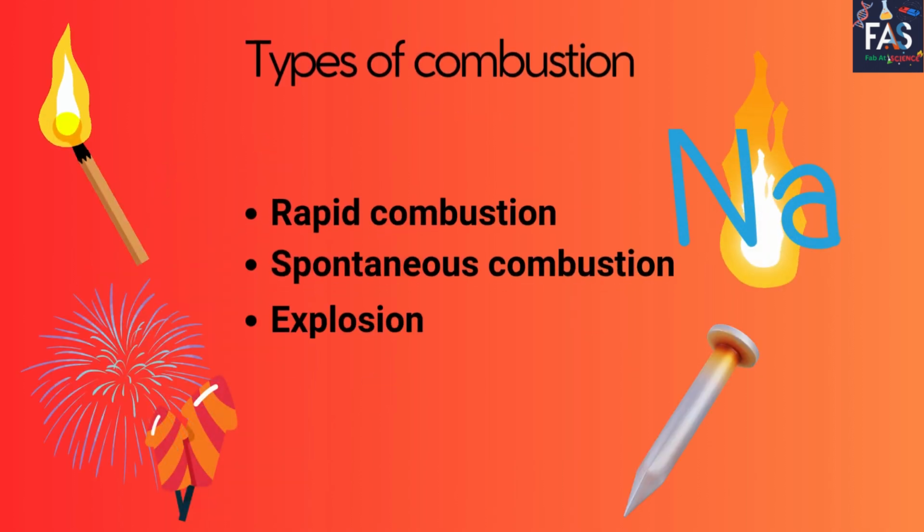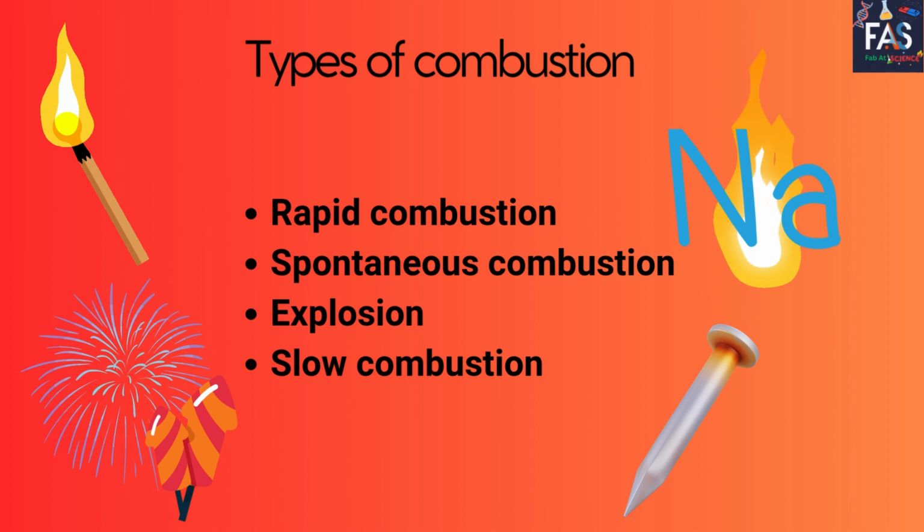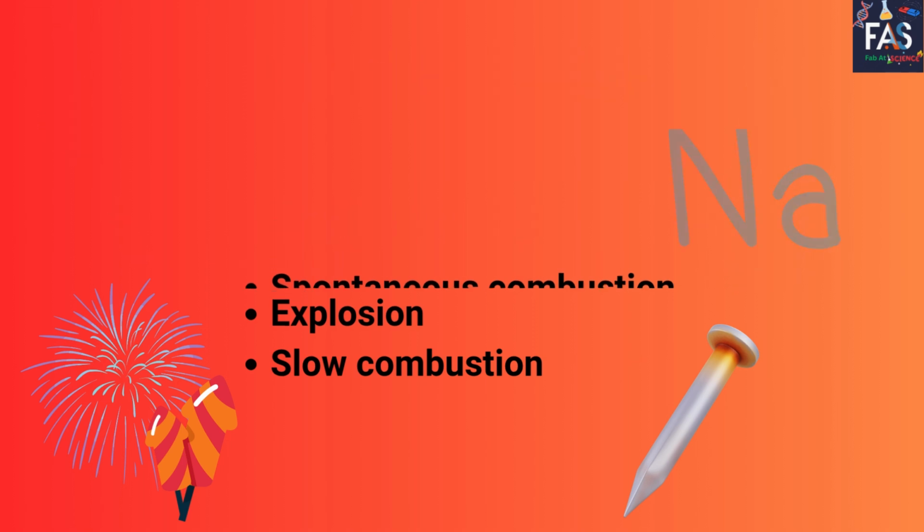Combustion can happen in different ways. Rapid combustion, where burning is fast and gives heat and light. Example, matchstick burning. Spontaneous combustion, when a substance catches fire on its own, like phosphorus or sodium in air. Explosion, a violent, rapid combustion producing gas, heat, and sound, like the firecrackers. Slow combustion, like rusting, digestion of food, or charcoal smoldering.